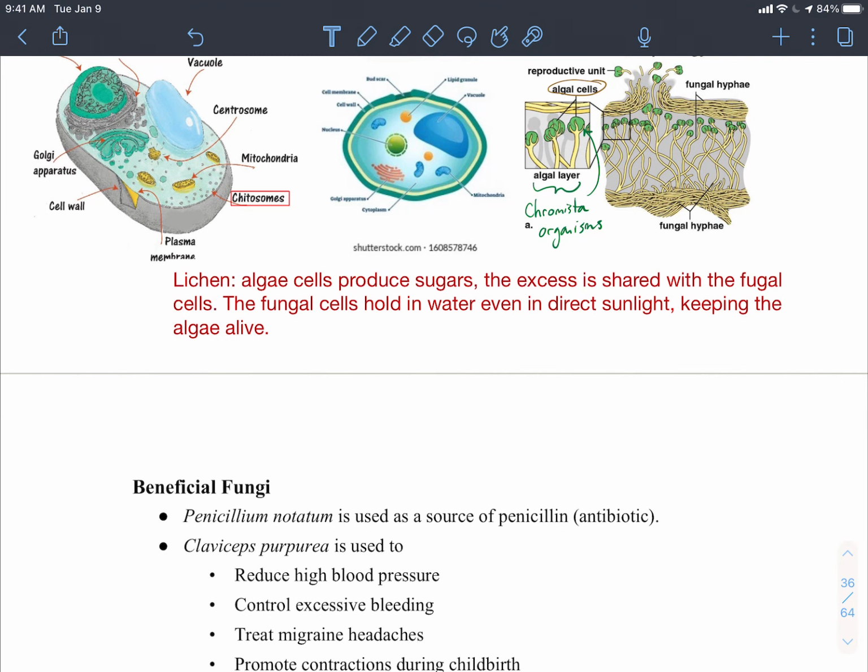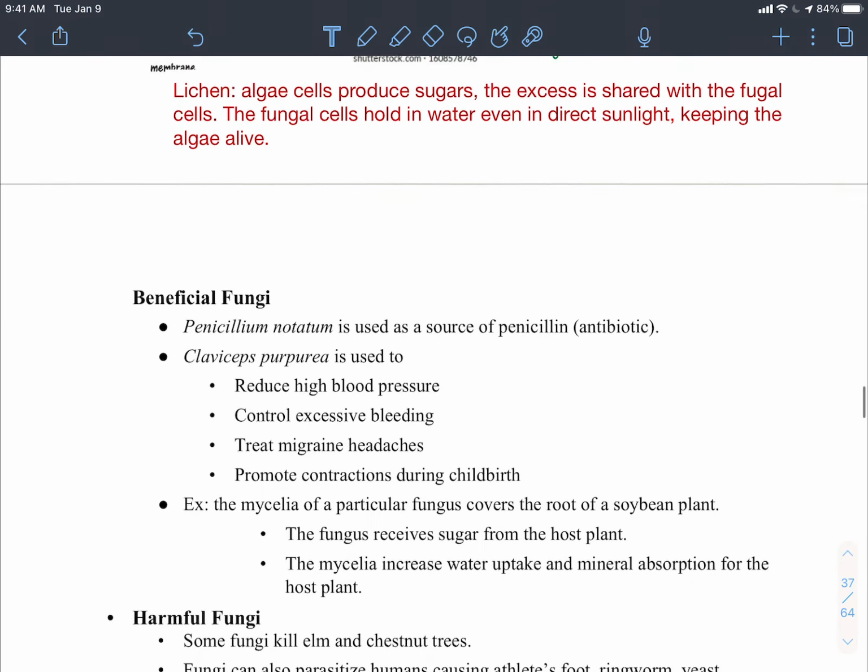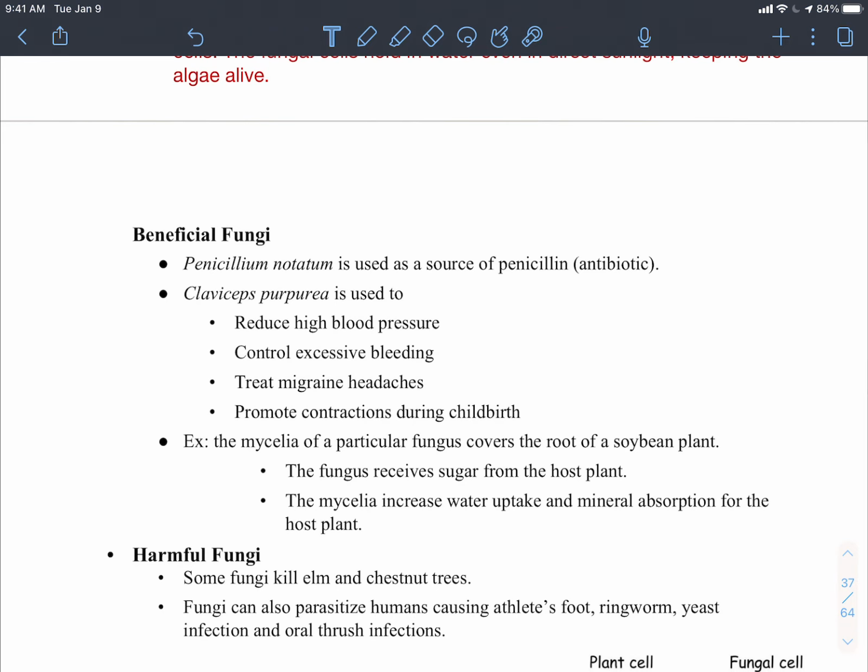Okay. So next, let's talk about some beneficial fungi. There is the story of penicillin. Penicillin was derived from a fungus, and it is now used as an antibiotic. It's really important.